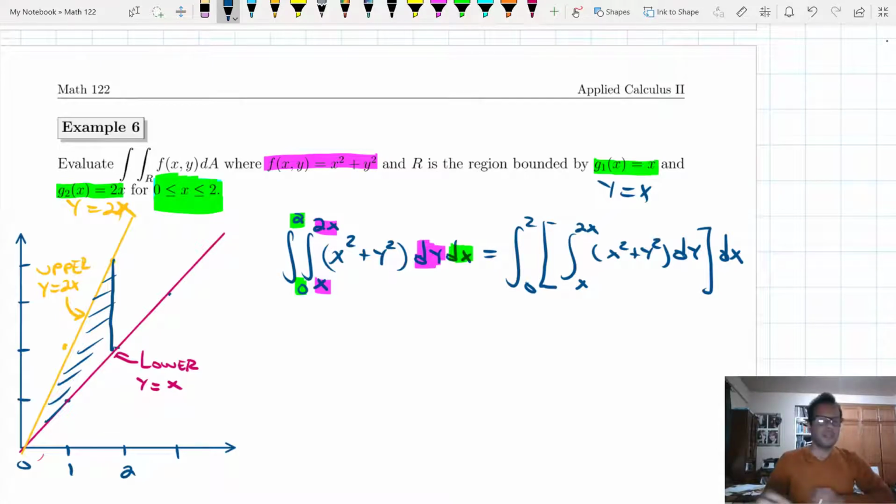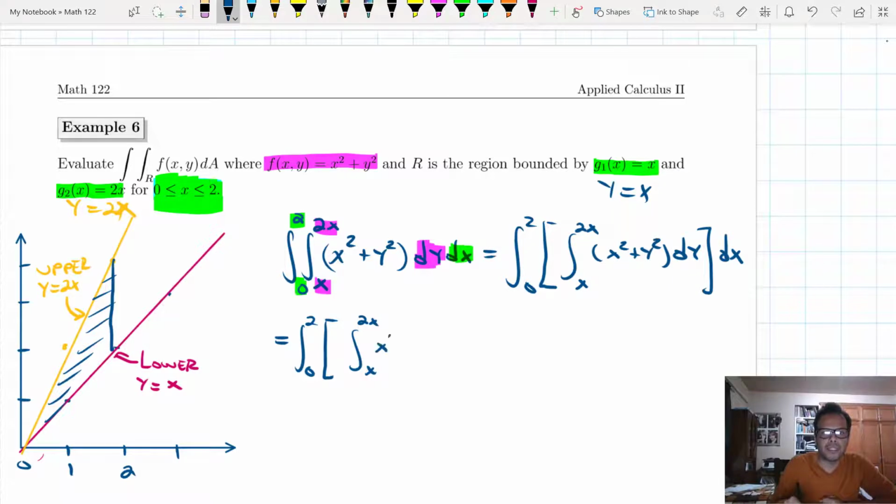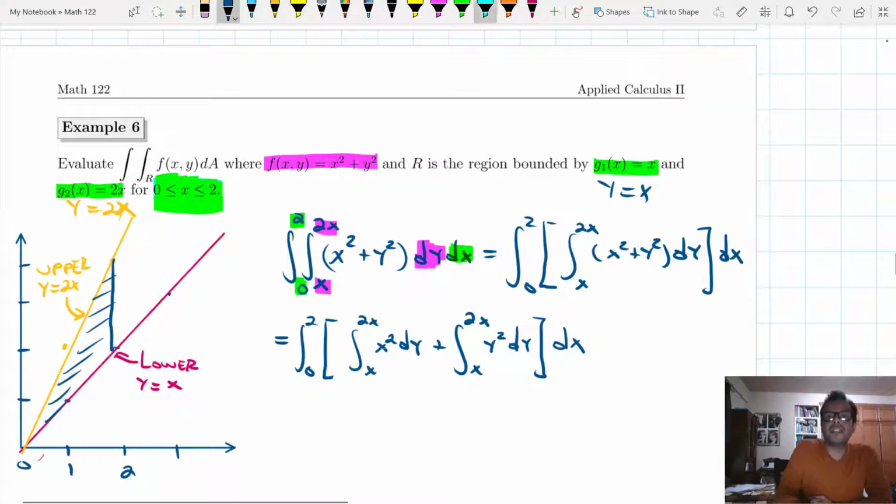I'm going to split this into two integrals as usual. That's the integral from 0 to 2 of the integral from x to 2x of x squared dy, plus the integral from x to 2x of y squared dy, all dx.